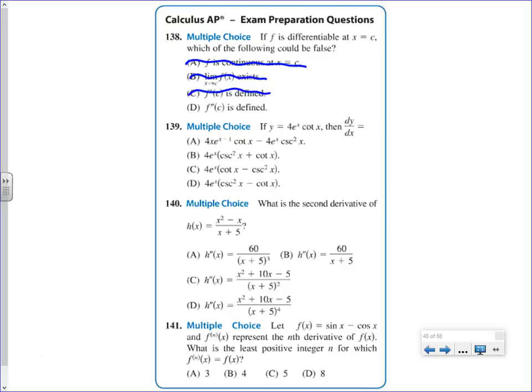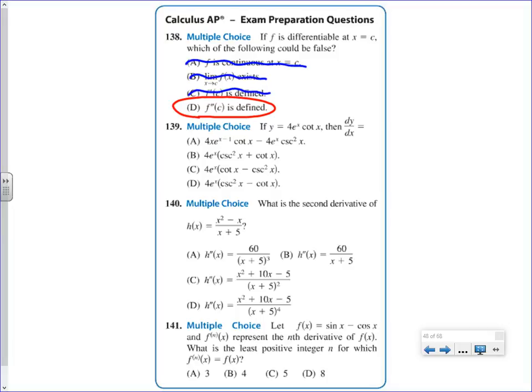Does that make sense? The only one that we're not guaranteed is f double prime, or we could say the second derivative of function f. We talked about it just a little bit. It's two little apostrophes instead of one.